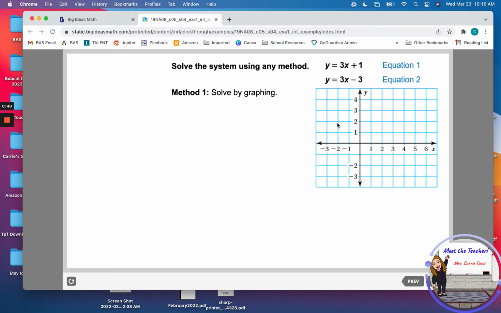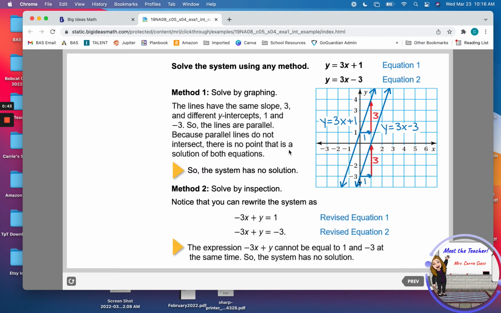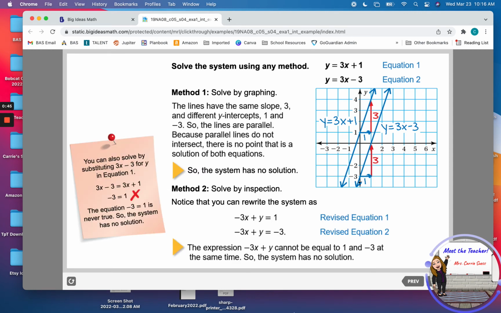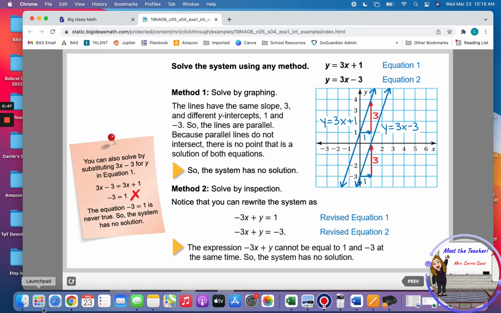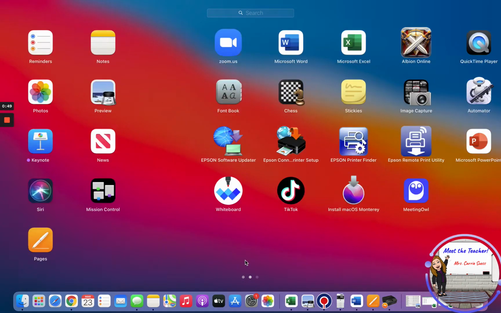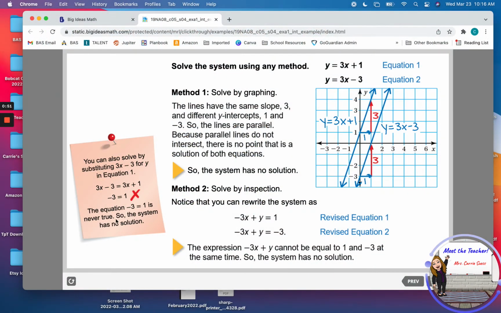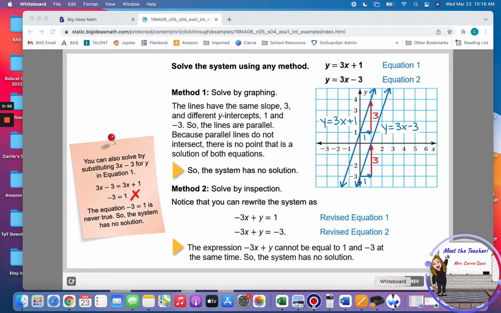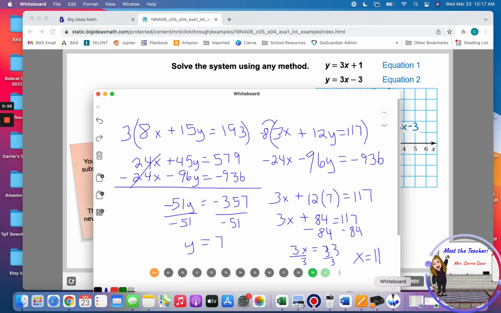Which one did they... Oh, they chose graphing. Ew. So harsh, man. All right, so we're going to do it by substitution.